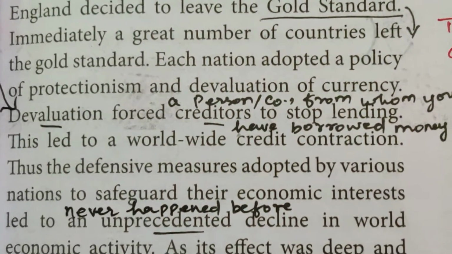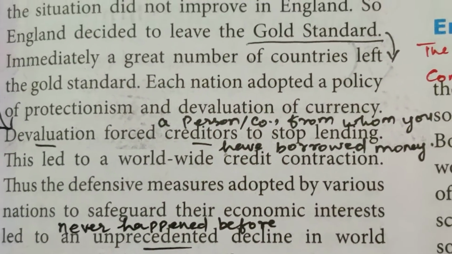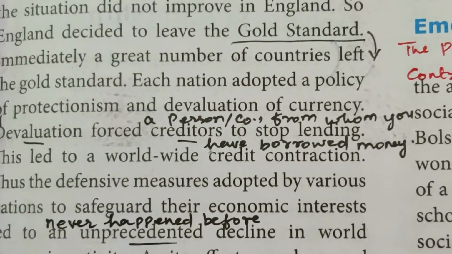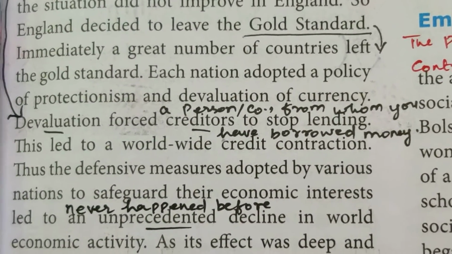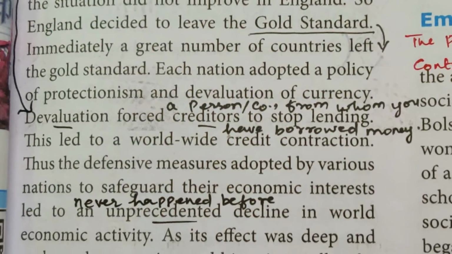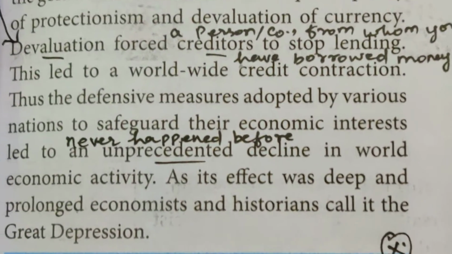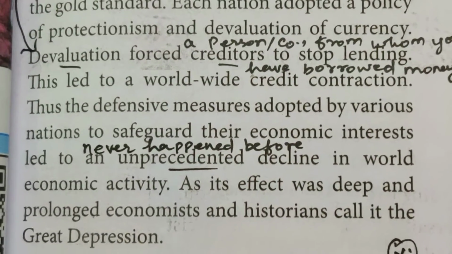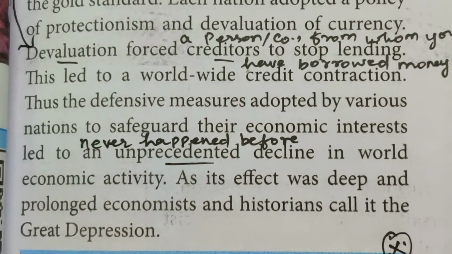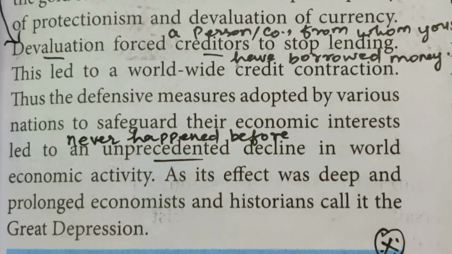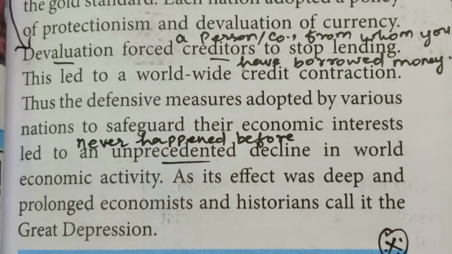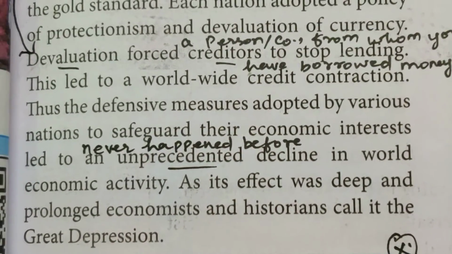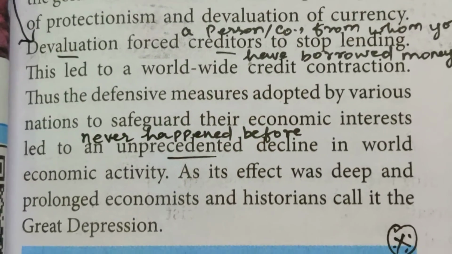Devaluation forced creditors, a creditor being a person or a company from whom you have borrowed money, to stop lending. Lending means giving. This led to a worldwide credit contraction. Thus, the defensive measures adopted by various nations to safeguard their economic interests led to an unprecedented, never happened before, decline in world economic activity. So, as its effect was deep and prolonged, economists and historians call it the Great Depression.